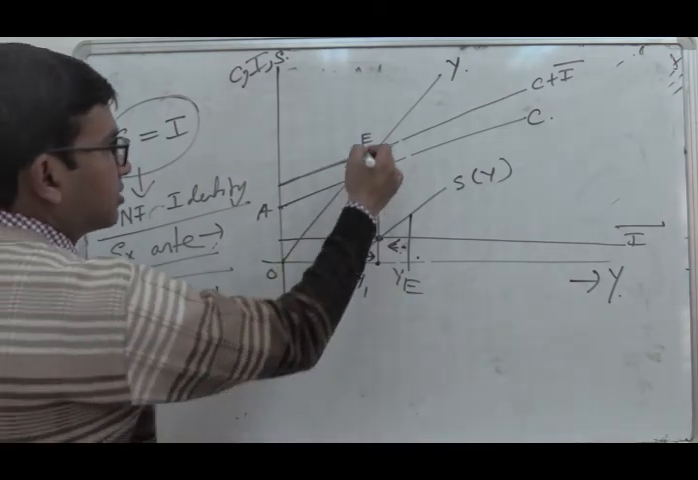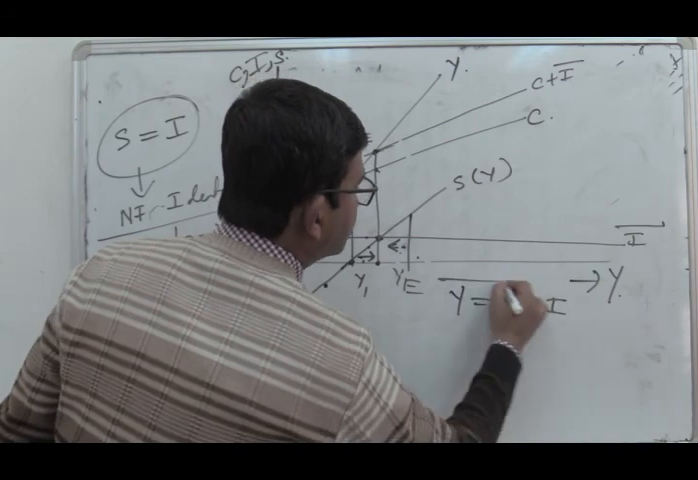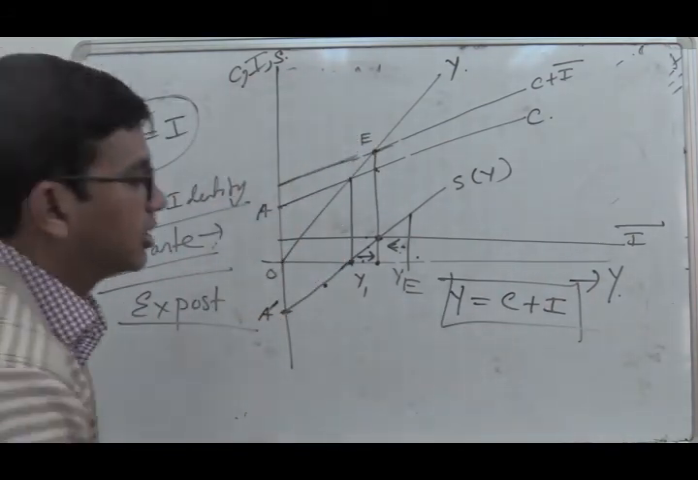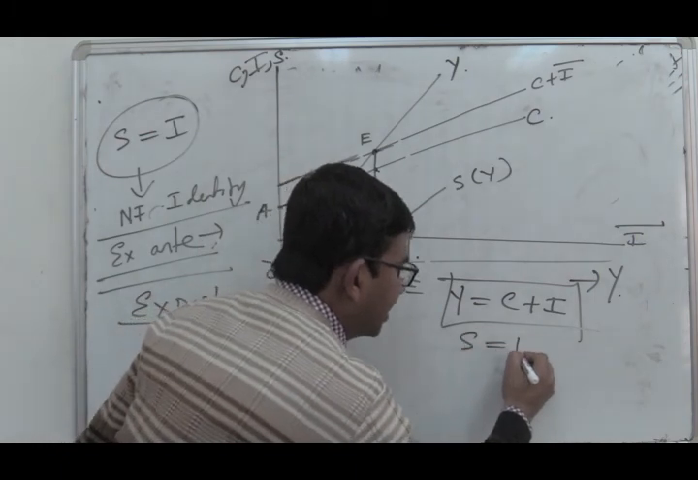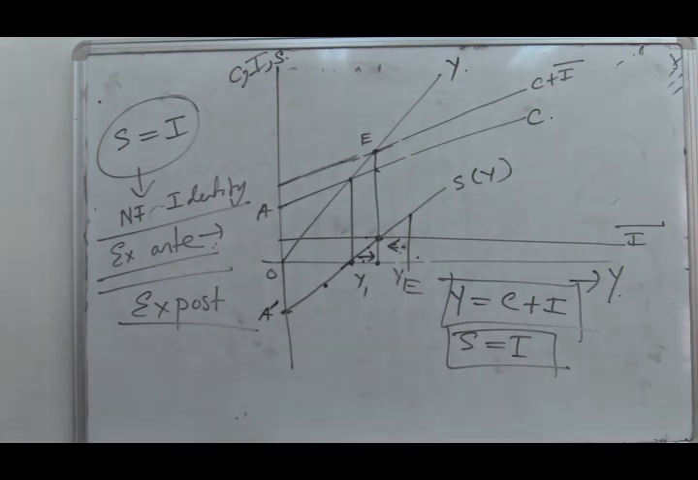Okay, so this is equilibrium. In equilibrium, on one hand we can say C plus Y equals C plus I. This is one equilibrium condition, and the alternative equilibrium condition is S equals I. So these are the two conditions of the equilibrium.